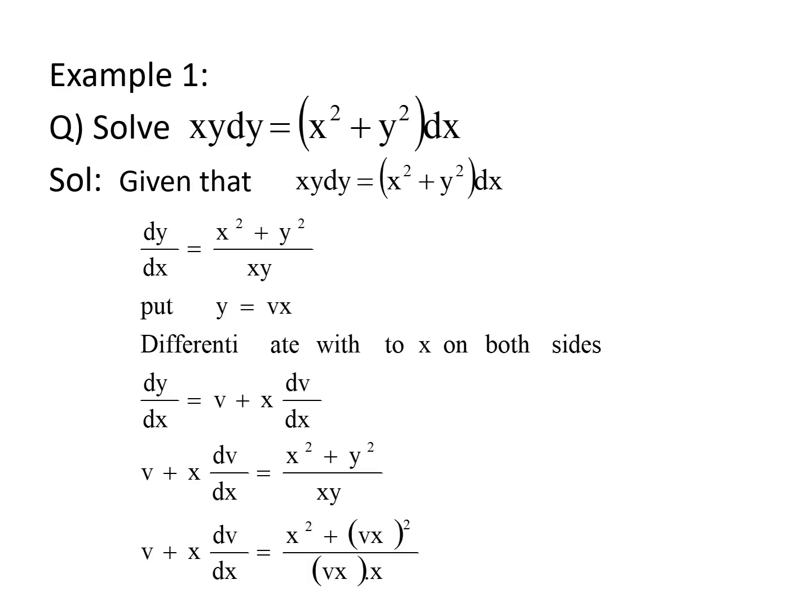Let us see example 1. Solve the given differential equation xy dy equals (x square plus y square) dx. Solution: given that xy dy equals (x square plus y square) dx. Move on to the next line. What we did here means send the xy term to the right side part and bring dx to the left side part. Then it becomes dy/dx equals (x square plus y square)/xy.